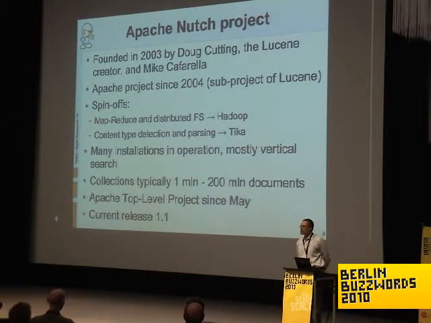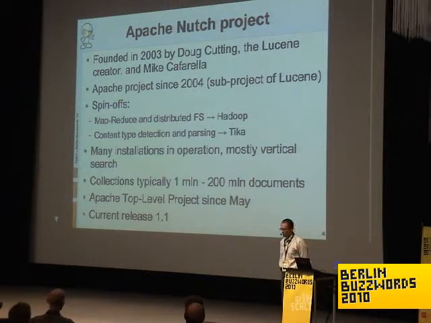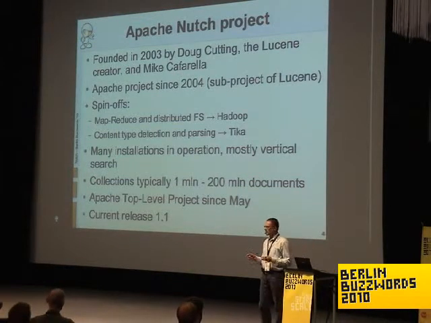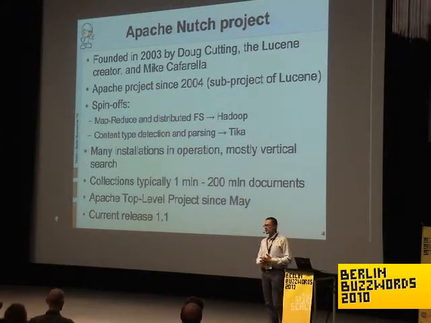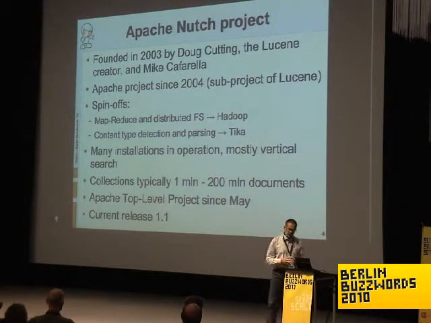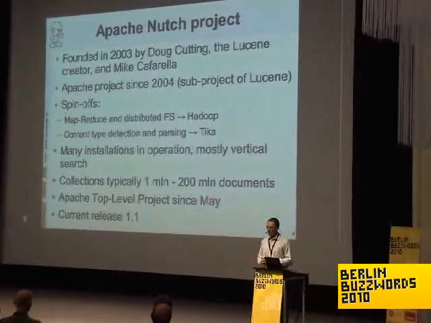So the project as such was founded in 2003 as well by Doug Cutting, the Lucene creator, and Mike Cafarella. And it quickly became an Apache project. The development was diverse, to say the least. There were many ideas being tried in Nutch as a framework. For instance, one of the experiments conducted during that time was the first implementation of the MapReduce framework, today known as Hadoop, which was relatively quickly spun out into its own project.